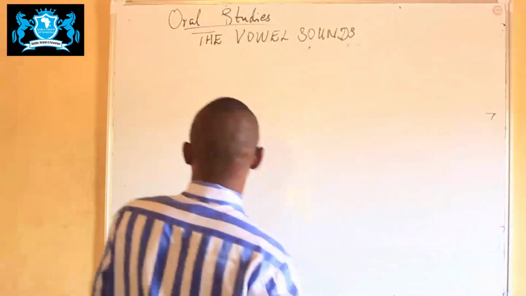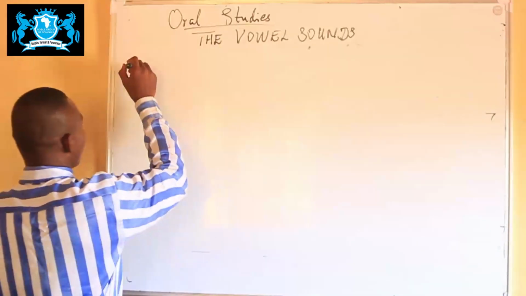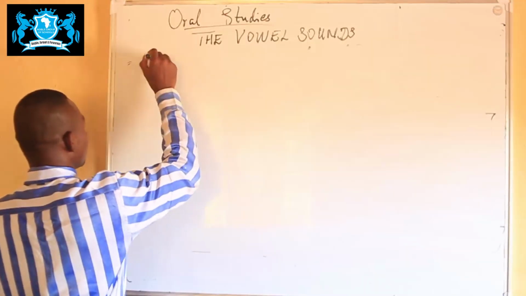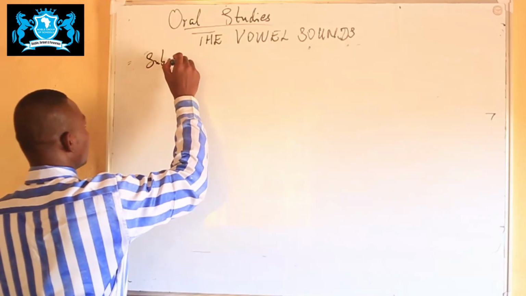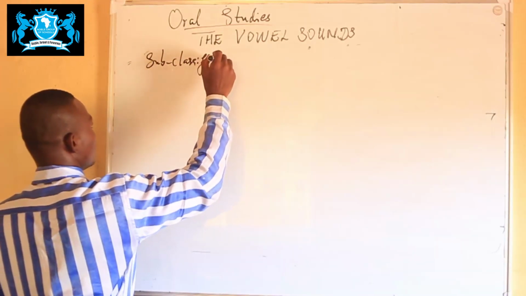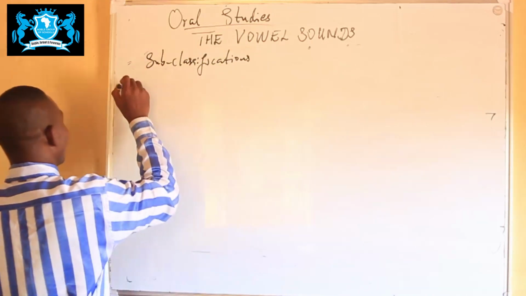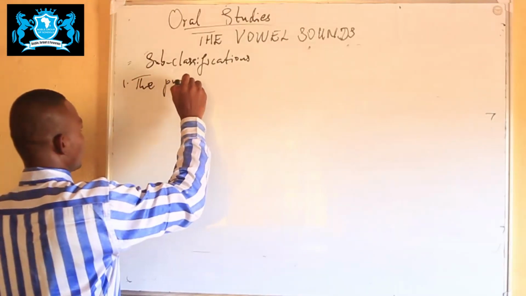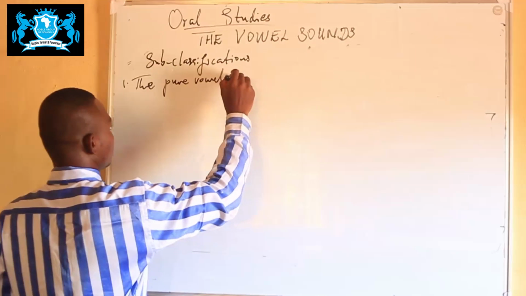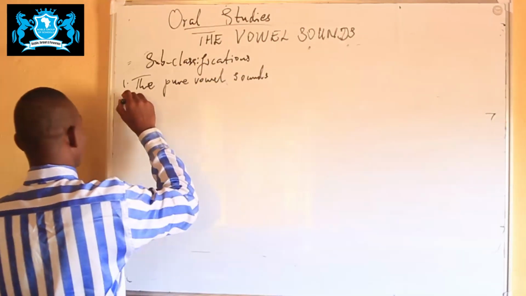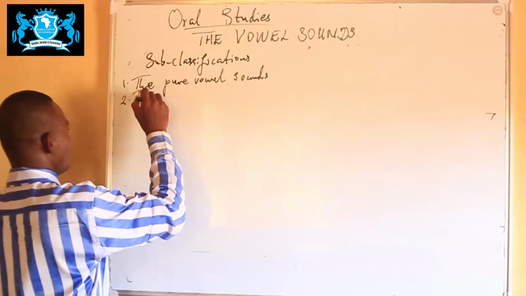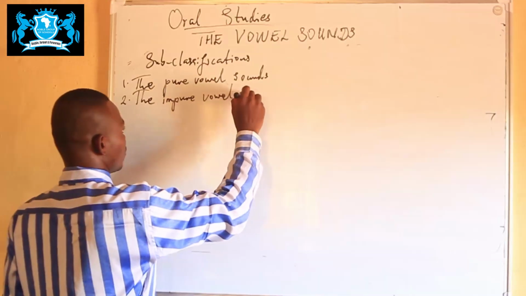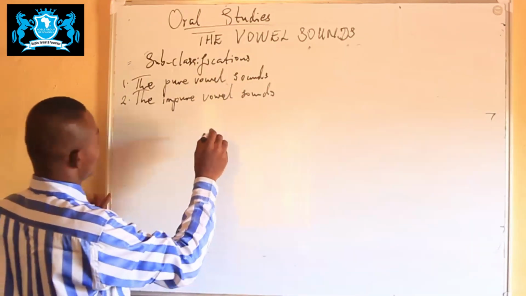The sub-classifications include the following. We have two basic classifications. Number one, we have the pure vowel sounds. And number two, we have the impure vowel sounds. And we shall start with the pure vowel sounds.